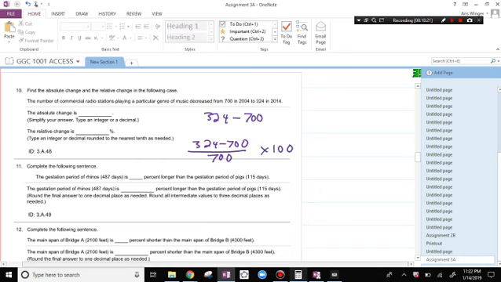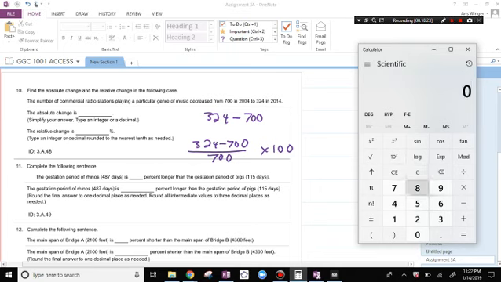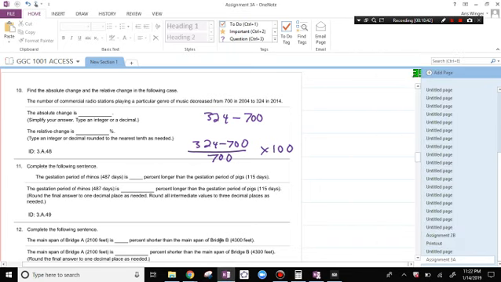Let's do that one. So that one's going to be 324 minus 700, which should be 376. And then we're going to divide that by 700. And then multiply that times 100. And then we're going to round negative 53.7%.